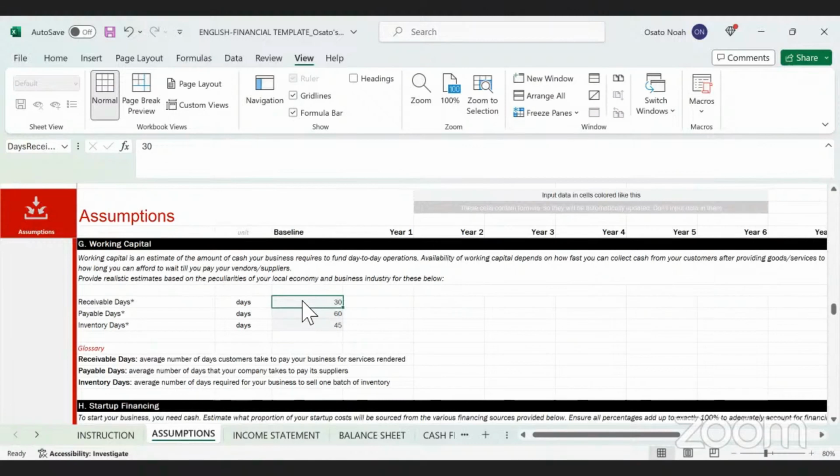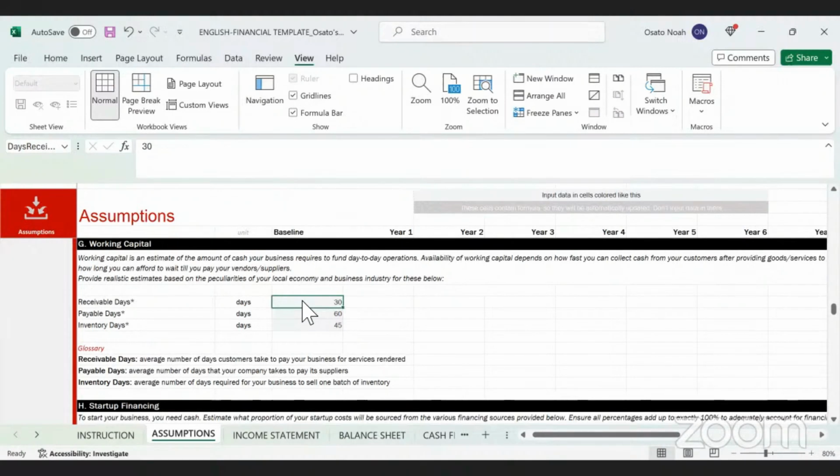So receivables are what customers are owing you for the goods you've delivered or the services you provided. Then your payables. You see, managing both your receivables and payables, as well as your inventory, helps you to manage your business very, very well. So we said 30 days, our customers must pay for this business. Within 30 days, we must pay.